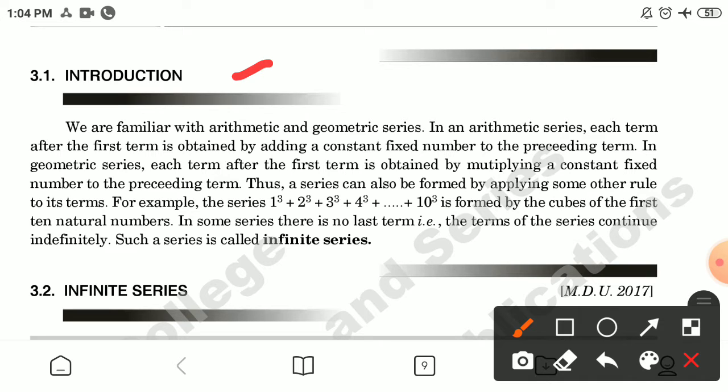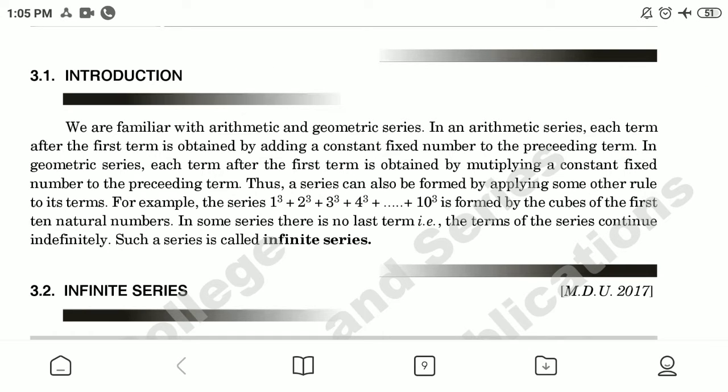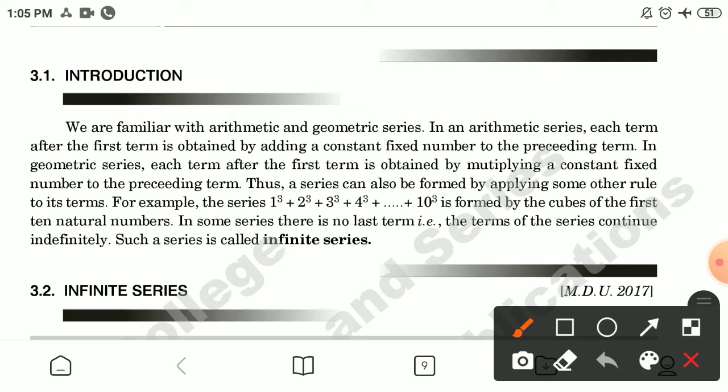For example, the series 1 cube plus 2 cube plus 3 cube plus 4 cube plus so on plus 10 cube is formed by the cubes of the first 10 natural numbers. In some series, there is no last term. That is, the terms of the series continue indefinitely. Such a series is called an infinite series.